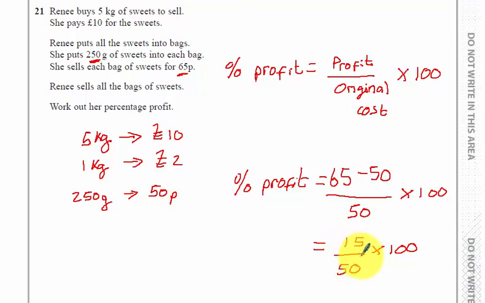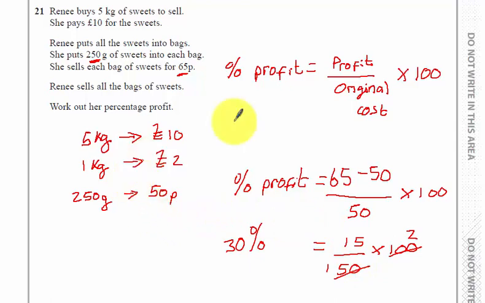Don't worry too much when you see this type of sum. Just realize if you're dividing by 50 and timesing by 100, these will cancel. So 15 over 50, and there are 2 50s in 100. 15 times 2, she's made 30% profit. Again, think about this one. 15 out of 50 as a percentage will be 30 out of 100. That's another way of looking at it.